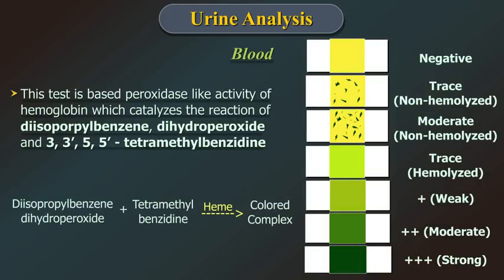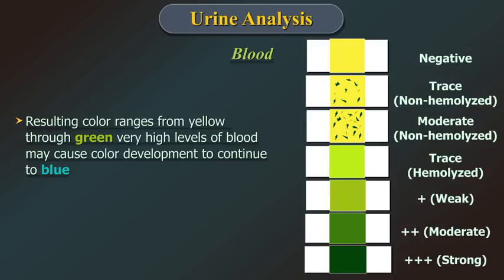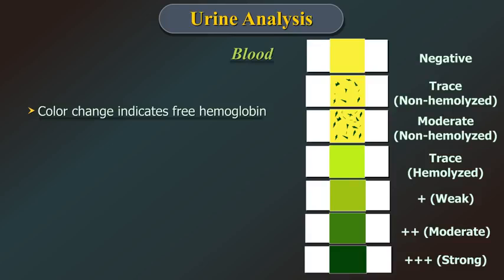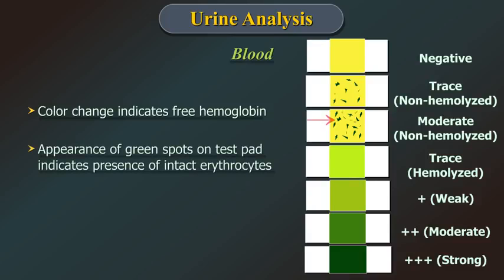Blood. This test is based on the peroxidase-like activity of hemoglobin, which catalyzes the reaction of diisopropylbenzene dihydroperoxide and 3,3',5,5'-tetramethylbenzidine. The resulting color ranges from yellow through green. Very high levels of blood may cause color development to continue to blue. The color change indicates free hemoglobin. The appearance of green spots on the test pad indicates presence of intact erythrocytes.